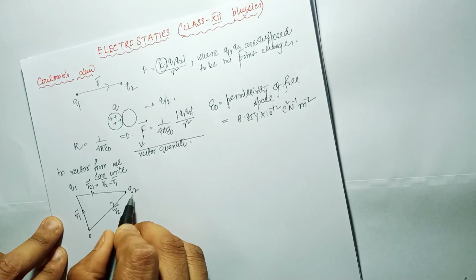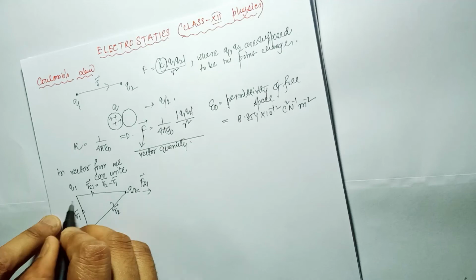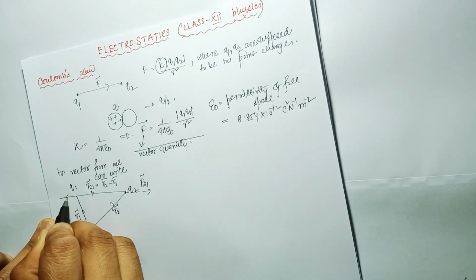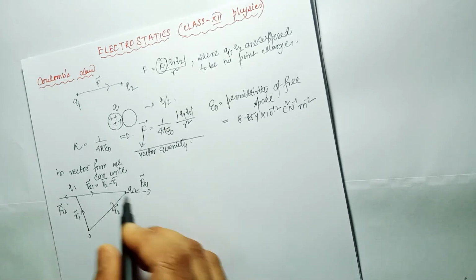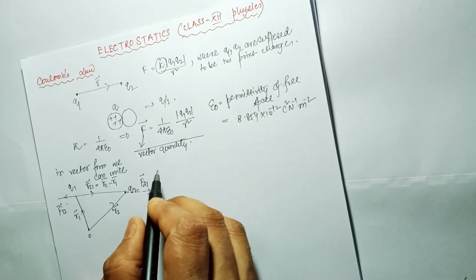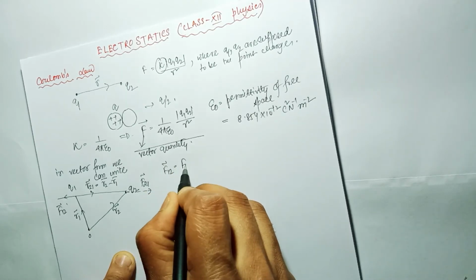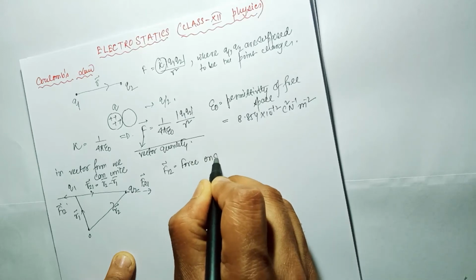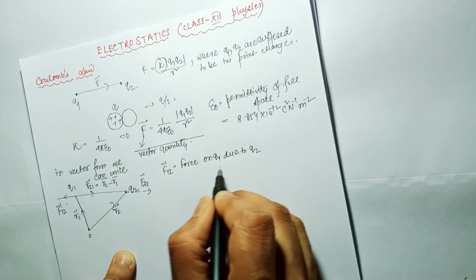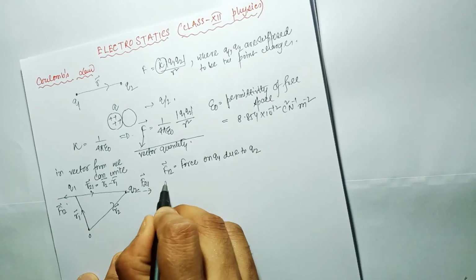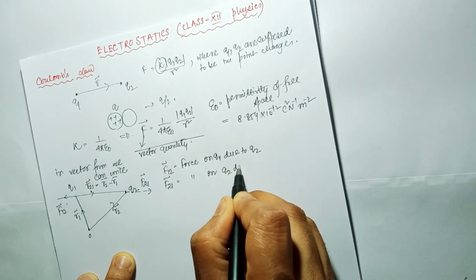So this is the direction of the F21 force, and this is the direction of the F12 force. Suppose O is the origin and I have mentioned the figure. So we will write F12 is equal to the force on q1 due to q2. We denote F12 as the force on q1 due to q2, and F21 is equal to the force on q2 due to q1.